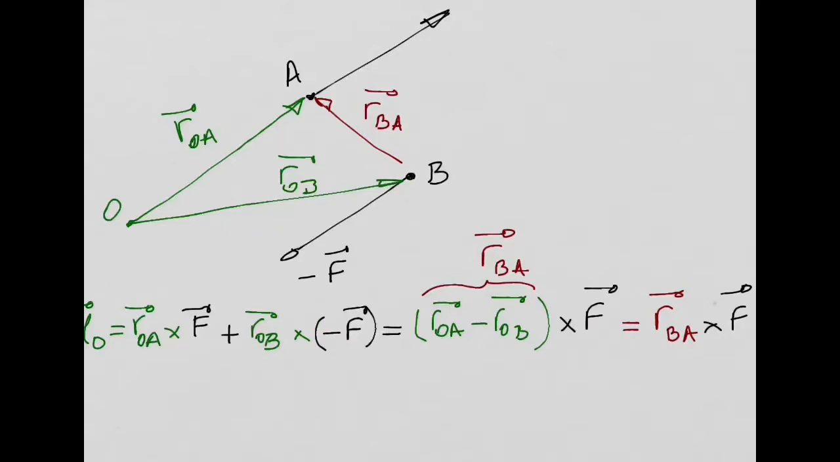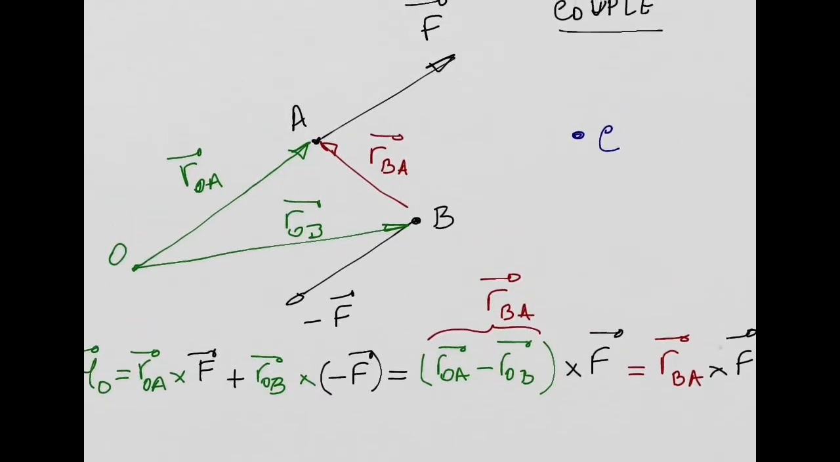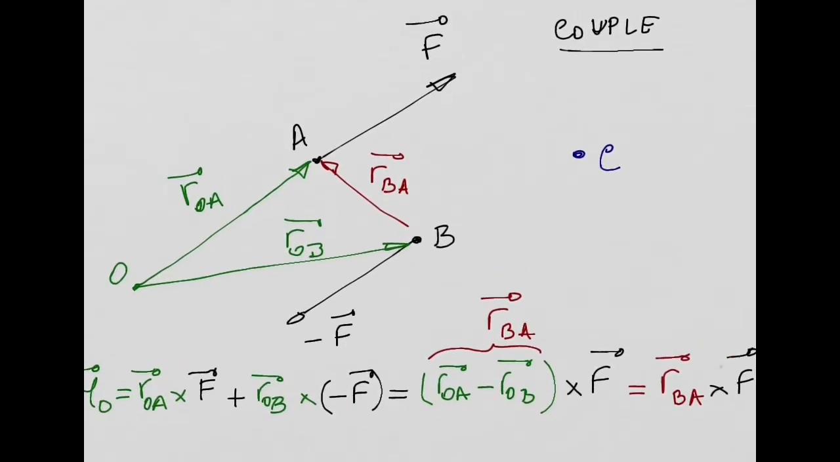Okay, look at this now. Look what I'm going to do now. Imagine I want now to calculate the moment about this point. Point C. A different point. I want to calculate now the moment produced by this couple about point C. So what do I have to do? Well, I have to connect point C with point A with this position vector. I will call it RCA. And I have to connect point B with point C, and I will call this position vector RCB.